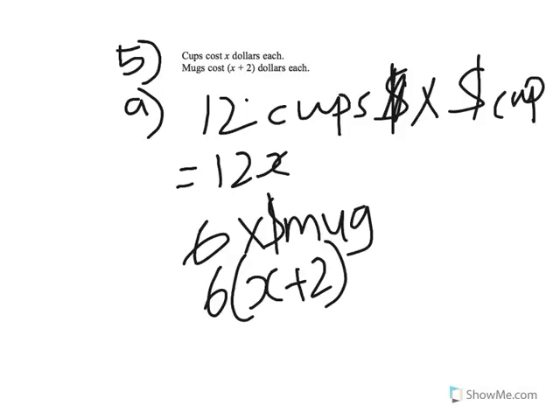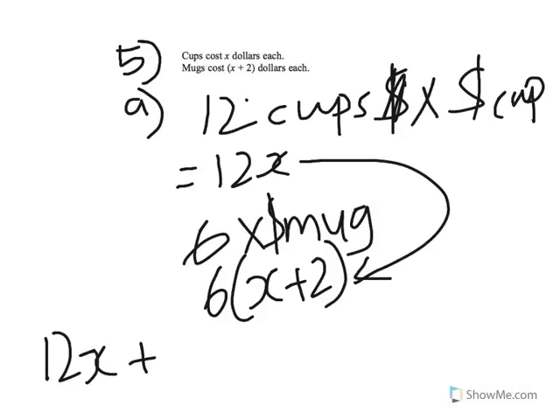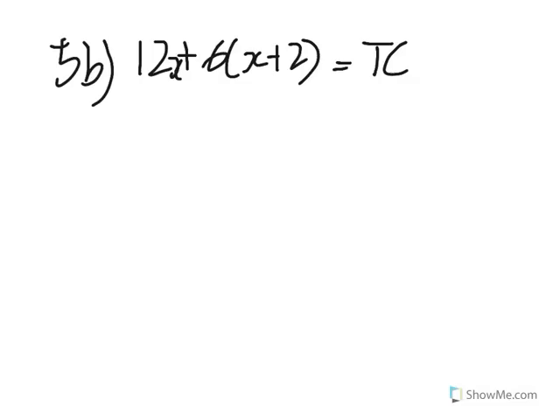Now, what is the total cost of 12 cups and 6 mugs? It's nothing but this plus this. So it's 12X plus 6 times X plus 2, and that is your expression. So you have this nice expression, 12X plus 6 times X plus 2, which is equal to the total cost of 12 cups and 6 mugs.